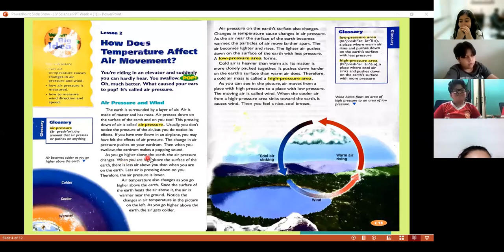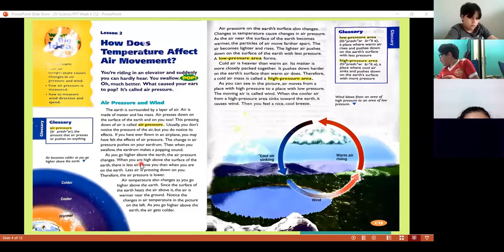As you go higher above the earth, the air pressure changes. When you are high above the surface of the earth, there is less air above you than when you are on the earth. Less air is pressing down on you. Therefore, the air pressure is lower. Okay, stop here. Thank you so much.